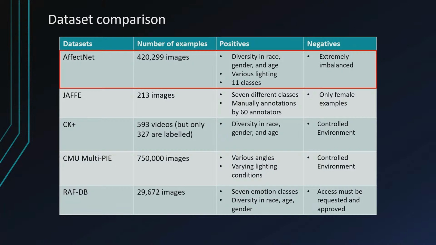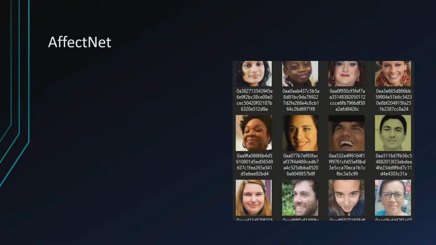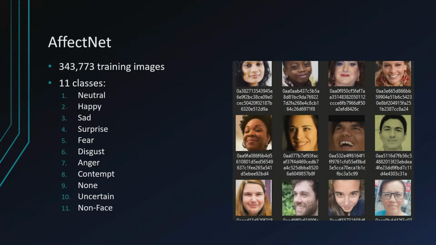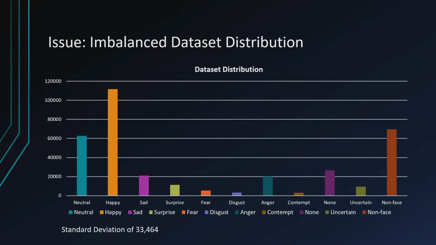Now you can argue that CMU MultiPIE has more images, but these are all in a controlled environment, and we required in-the-wild data for our system. Now AffectNet has over 300,000 images in its training set, and these 11 different classes. Analysis of this training set found that this is the distribution of that set.